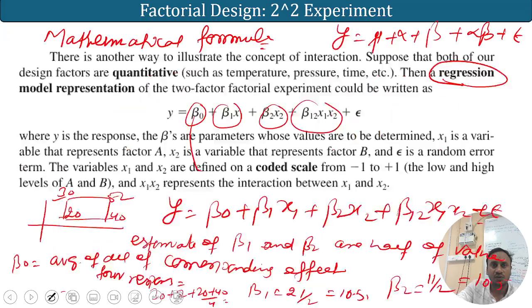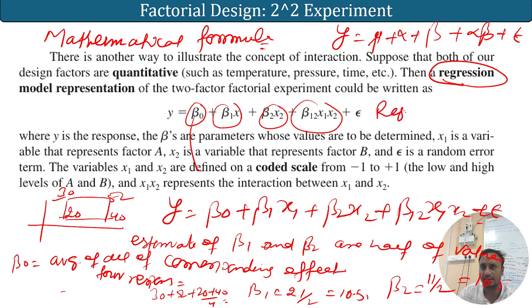Okay. So the whole idea is that we have to fit the regression line. For the two factors, the regression equation will become like this. The next idea is to calculate beta naught, beta 1, beta 2 and beta 1 2. Is it? Yes. So I'll take one page and I'll tell you what exactly it is.